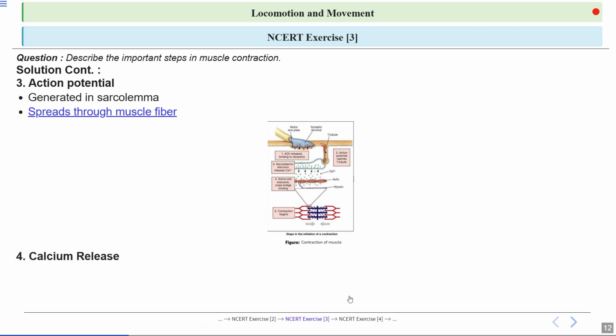Next, talk about calcium ion. So the major step here is calcium ion release. Calcium here acts like a key that unlocks the machinery inside the muscle, allowing contraction to happen.